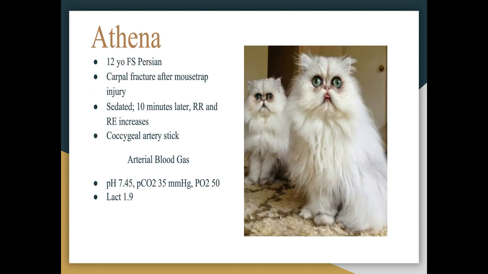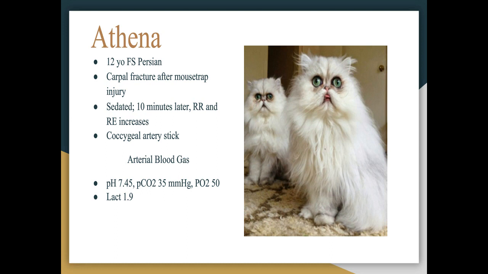Let us now consider our last case. We have Athena, a 12-year-old female spayed Persian cat, who presented to us for a carpal fracture after a mousetrap injury. She was sedated for radiographs and 10 minutes later developed an increased respiratory rate and respiratory effort. You decide to perform an arterial blood gas and obtain a sample from her coccygeal artery.